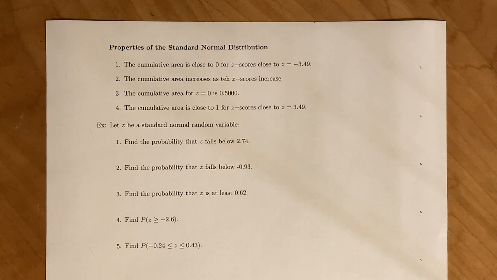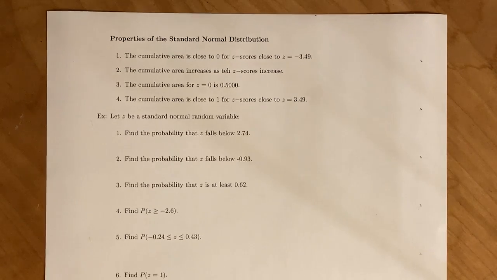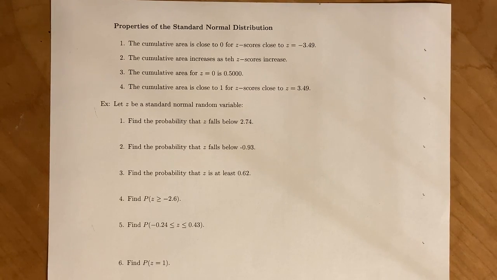And then as you keep moving, since your cumulative area keeps increasing as your z-scores increase, if you go all the way out to 3.49, so we're in the positive chart, in the z column we go to the very, very bottom of that, and all the way to the very far right, for 3.49, we get 0.9998. So the area to the left of z equals 3.49 is going to be 0.9998. All right, so those are just some properties of the standard normal distribution. We're going to figure out how to use this thing effectively.